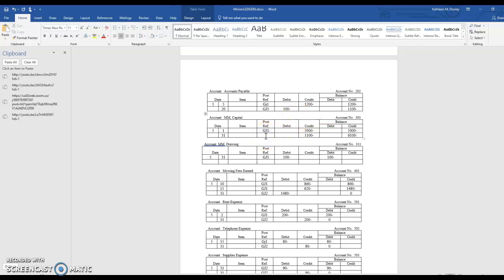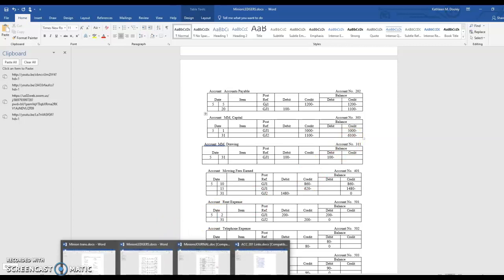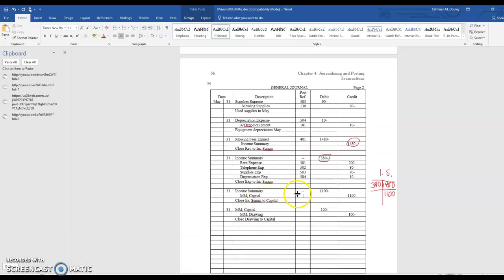Where did this come from? GJ2. If you notice your capital account go to 0, you screwed up. Okay? Never close the capital account. And that's account 303.